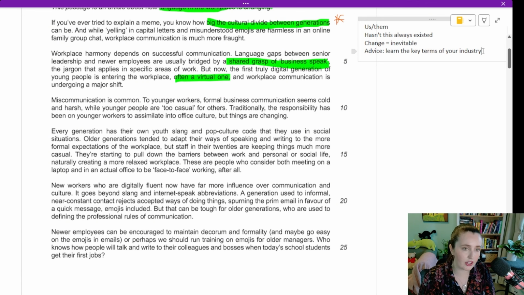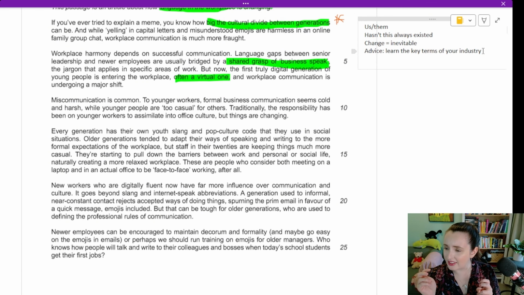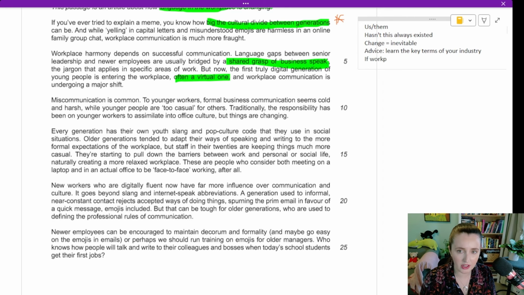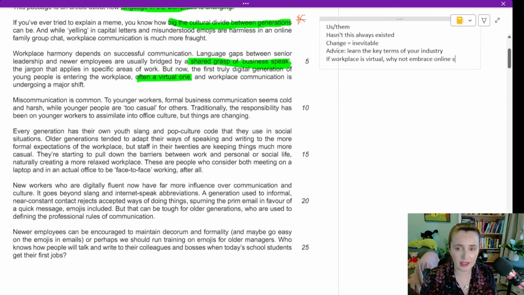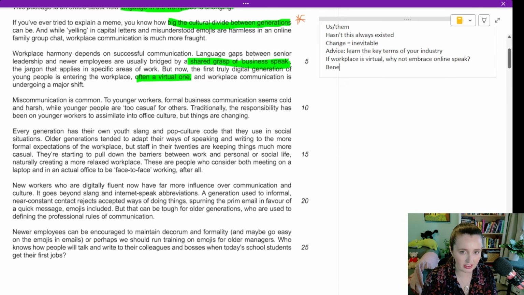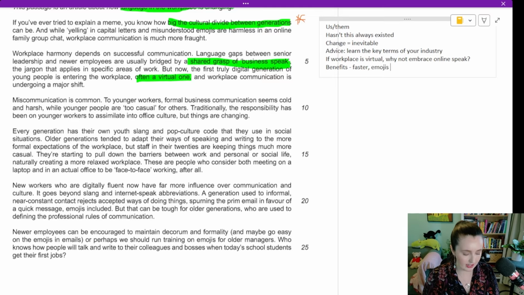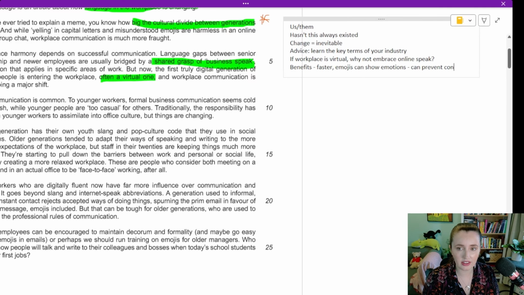Might counter argue though, if the workplace is often a virtual one, then why shouldn't we have more internet speak? Like, that language was specifically crafted for the internet. So if workplace is virtual, why not embrace online speak? What are the benefits of it? Faster. Emojis can show emotion in a way that emails can't. Can show emotions. Can prevent conflict.